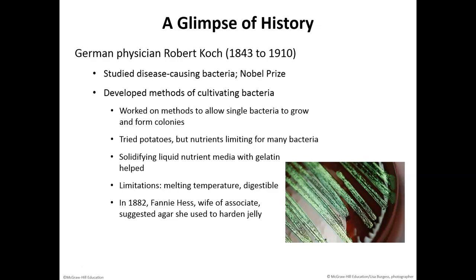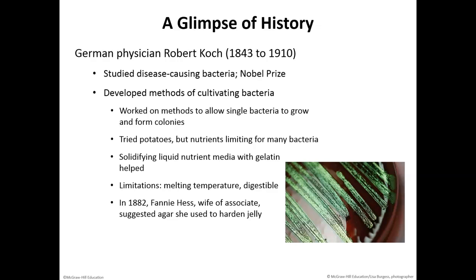And so initially he tried using potatoes, but potatoes aren't very nutrient rich, and so many bacteria couldn't grow on them. He then used the nutrient broth that he had, and he tried to solidify it using a gelatin, and this helped, but gelatin melts at not a very high temperature. And many bacteria can digest the materials in the gelatin, turning it back into the liquid, and you can't form colonies in a liquid.